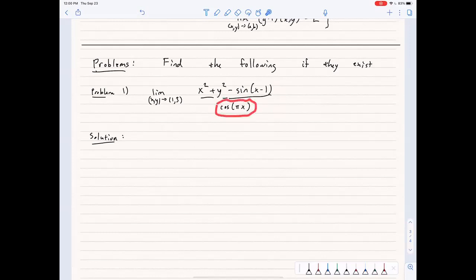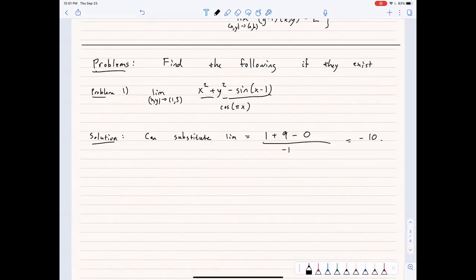So cosine here is approaching cosine of pi times 1 because x is approaching 1. And cosine of pi is -1. So that's not 0. So you're not in any trouble here. And so you can just substitute in this case. So here we can substitute and say that the limit is in fact the quotient of the limits and break everything up. So this limit equals 1 plus 9 minus sine of 0, which is 0, over cosine of pi, which, as I said, was -1. So ours is -10.